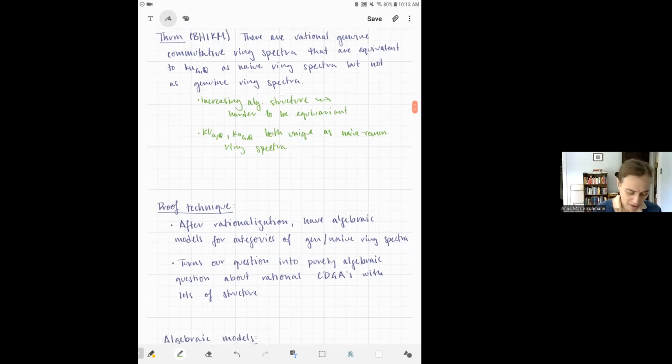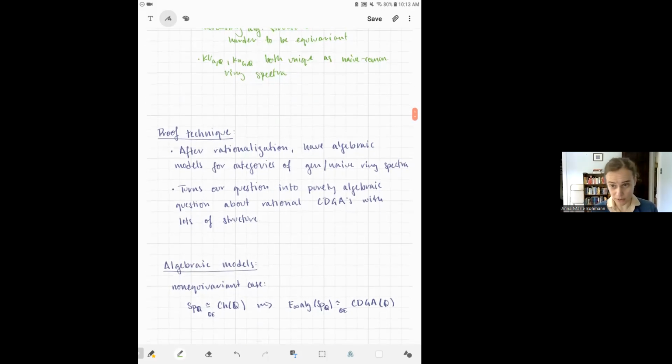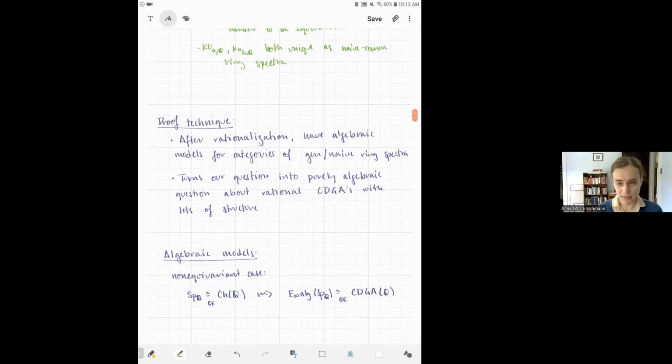So how do these work exactly? First, let's think about what's happening non-equivariantly. We'll remind ourselves what's going on here. Non-equivariantly, we know that there's an equivalence between the category of rational spectra and the category of chain complexes over Q. Ultimately, these ideas go back to Serre at least. But if you want, you can make this a very nice symmetric monoidal equivalence.